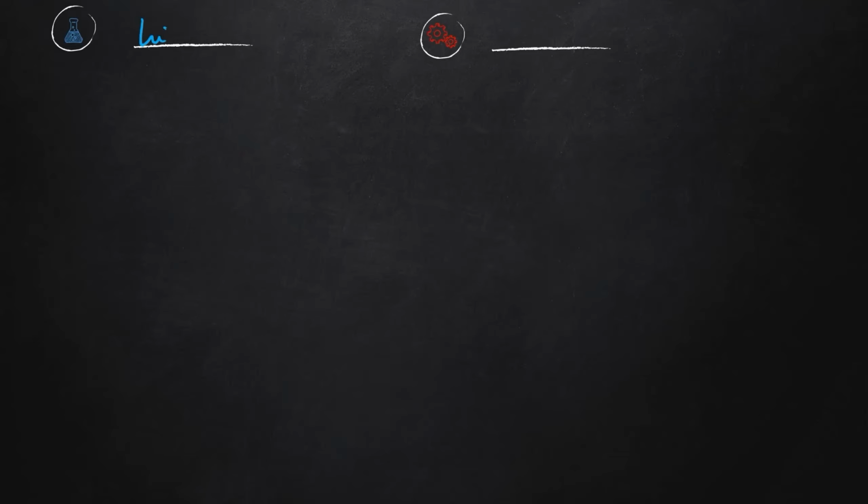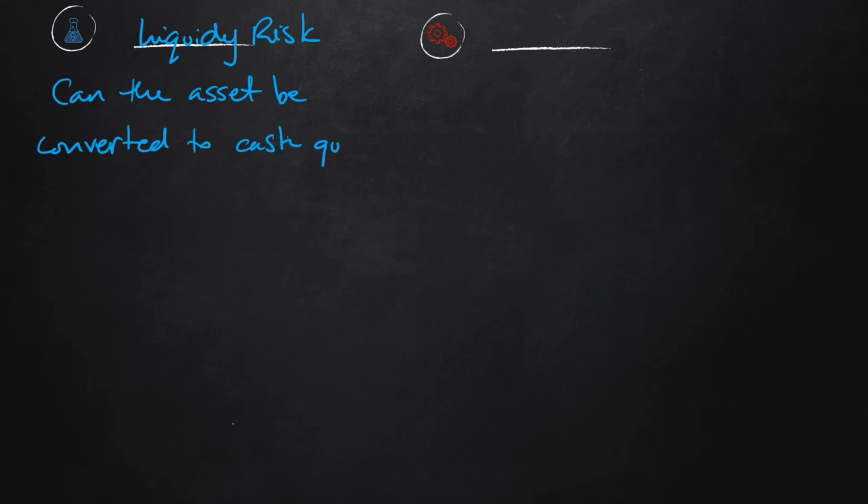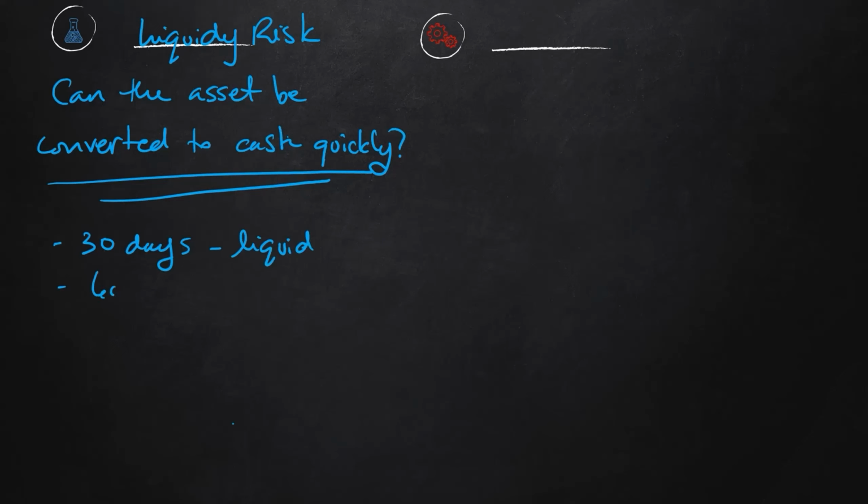The easiest way to understand liquidity risk is to answer a really simple question: can the asset or investment be converted into cash quickly? Basically, can your client access those funds in the event of an emergency? If it takes under 30 days to access those funds, the investment or the asset is considered liquid. Around 60 days is considered medium, and anything longer than 90 days is considered illiquid.